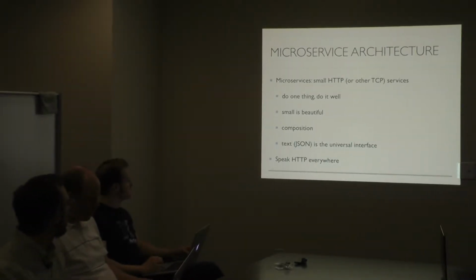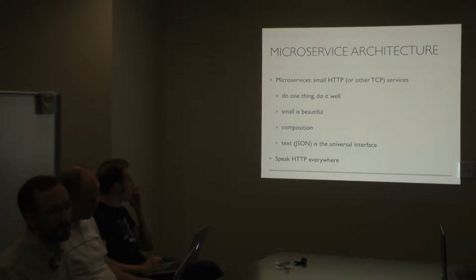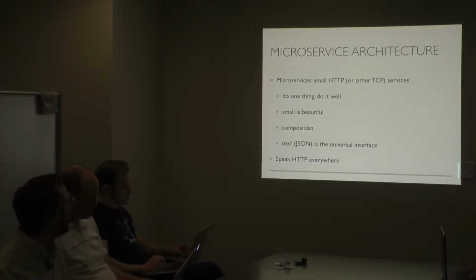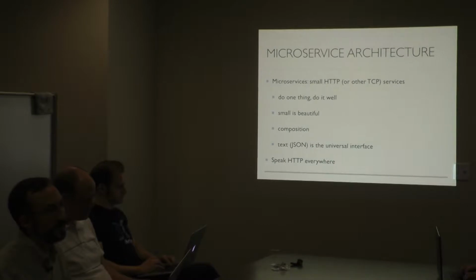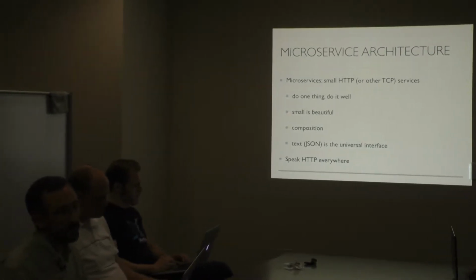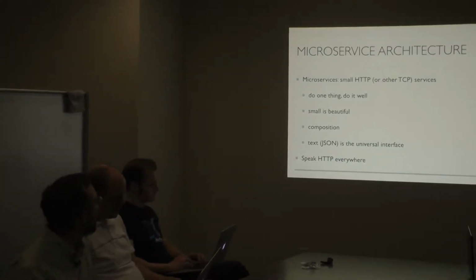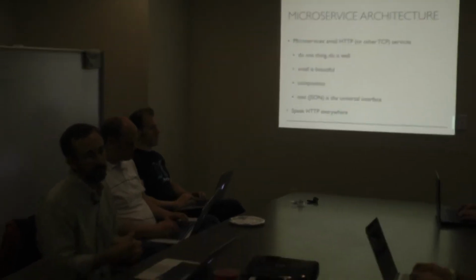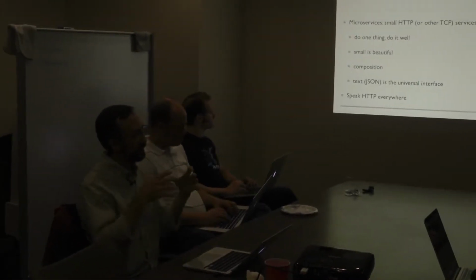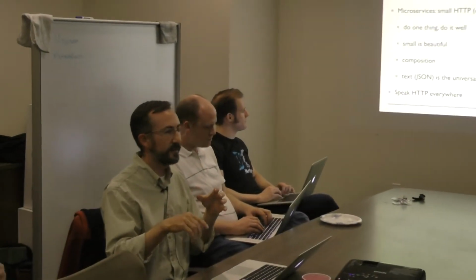And then text is the universal interface. That's a Unix tenet. And in microservices, it's usually JSON. It doesn't have to be. It could be XML or even HTML. But the idea is that we speak HTTP everywhere. So even web servers would also have built into them a small web client so that the client can go out and talk to other web servers if it needs to. And Mojolicious is really designed for this kind of architecture.